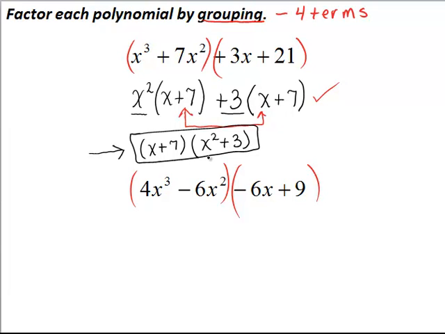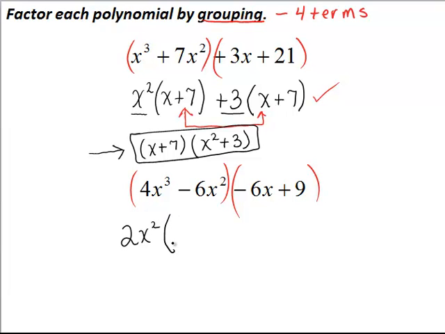Let's take a look at the next example, and it should work out pretty much the same way. Again, I've created my groups, and then I'm going to factor out from each of the groups the greatest common factor. I've got 4x cubed minus 6x squared. For 4 and 6, the greatest common factor is going to be a 2. And both have x terms in them, so I'm going to pull out the x term with the smallest power, in this case, x squared.